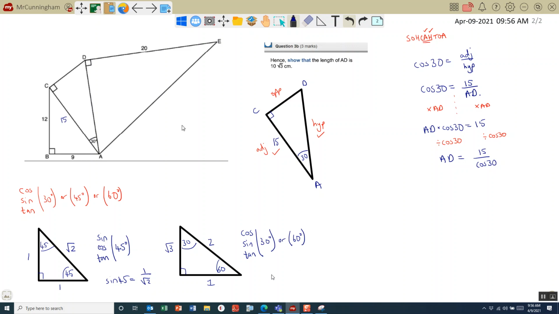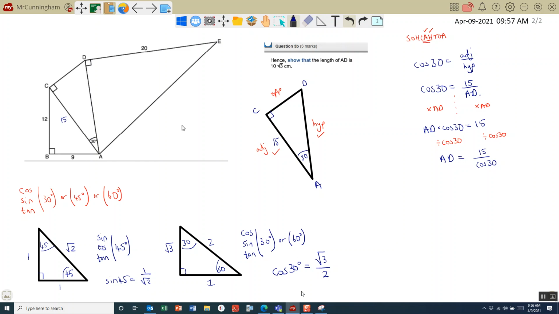So for example, if I want cos of 30 degrees, because that's what's in our question, let's go to 30. Cos is adjacent over hypotenuse. This is opposite, so adjacent is root 3, divided by hypotenuse, which is 2. So cos of 30 is root 3 over 2.